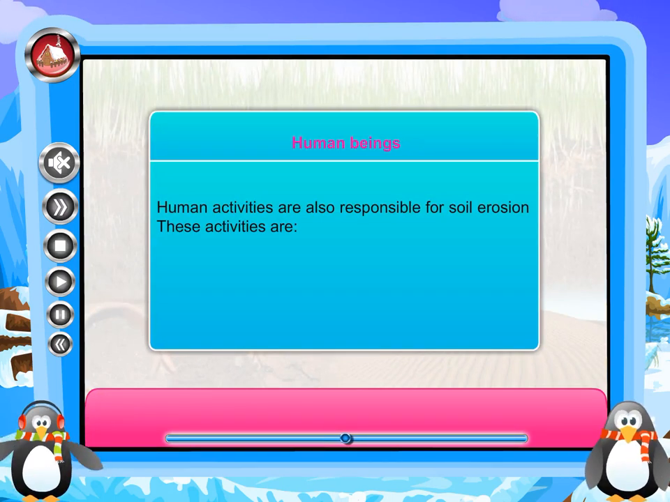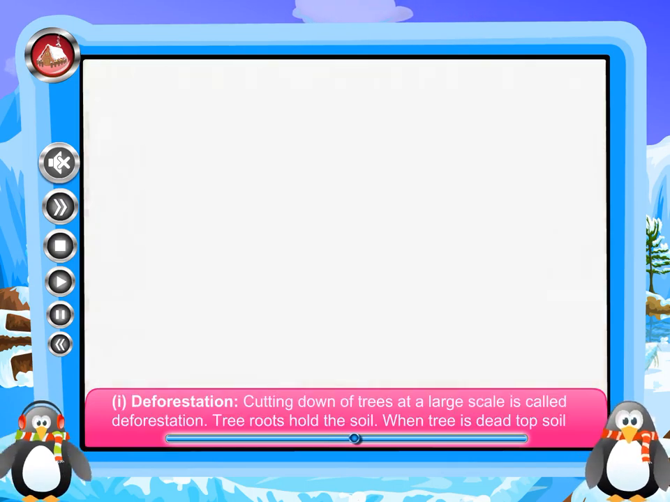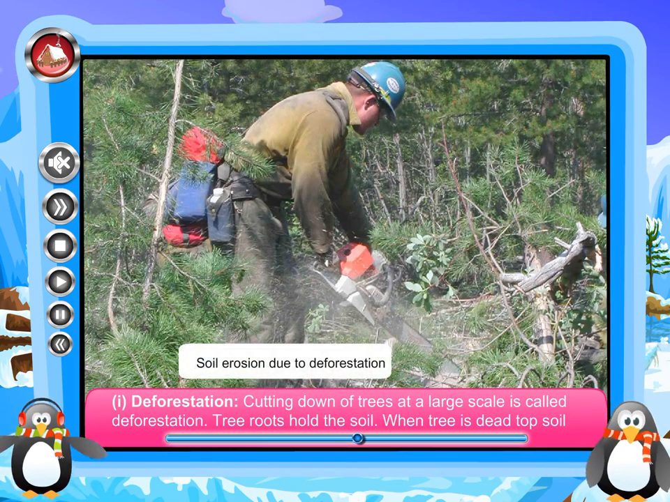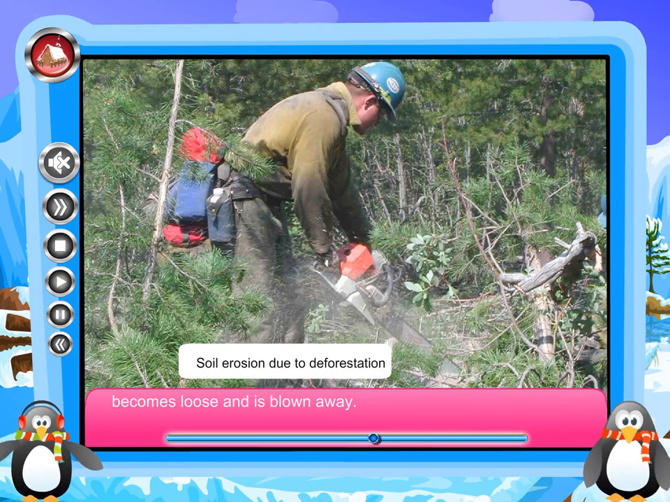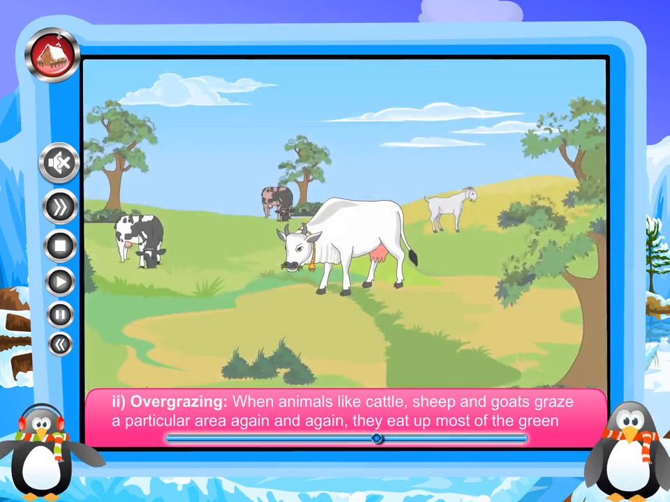Human beings. Human activities are also responsible for soil erosion. These activities are deforestation. Cutting down of trees at a large scale is called deforestation. Tree roots hold the soil. When tree is dead, topsoil becomes loose and is blown away.